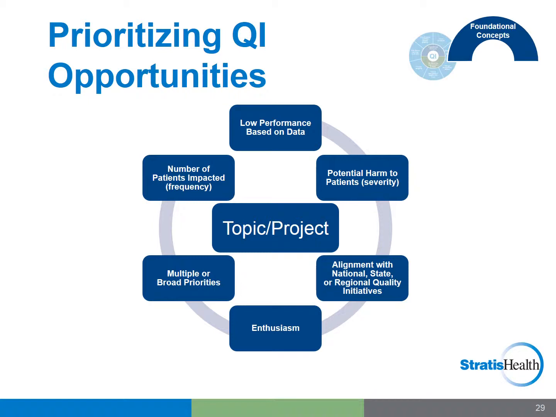Alignment with national, state, or regional level quality initiatives. Frequently, there are national, state, or regional level initiatives that align with QI areas you'd like to focus on. These opportunities may offer tools, resources, and technical assistance.